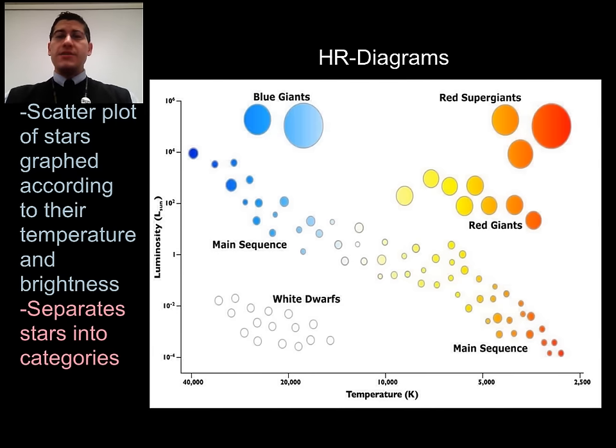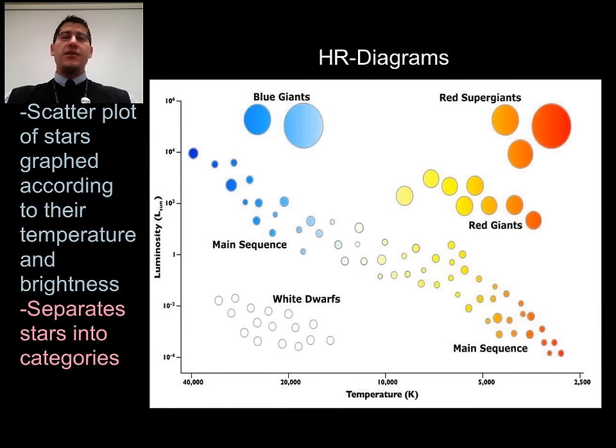In the early 1900s, Danish astronomer Ejnar Hertzsprung and American astronomer Henry Norris Russell developed a way to classify stars according to their luminosity and their temperature, which is related to their color. This relationship is shown in this graph. It's called a Hertzsprung-Russell diagram, or HR diagram.